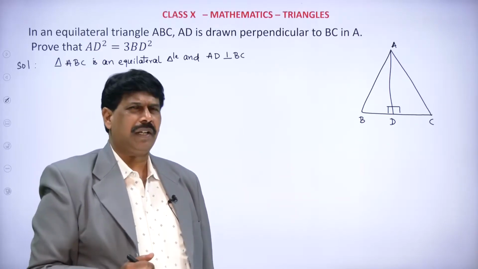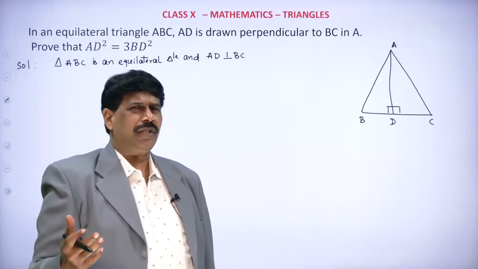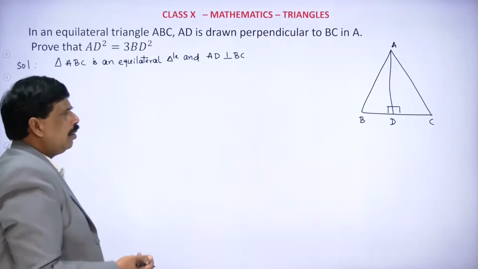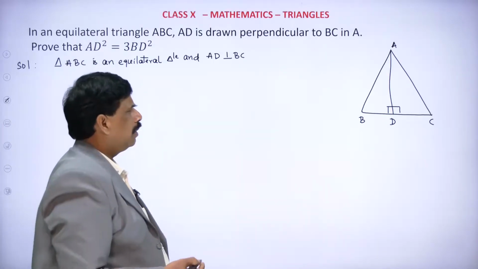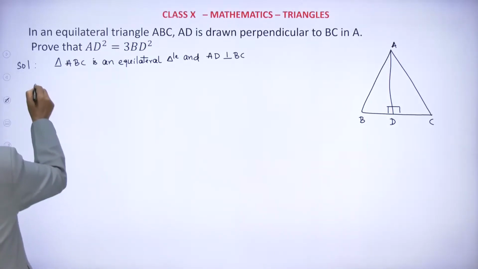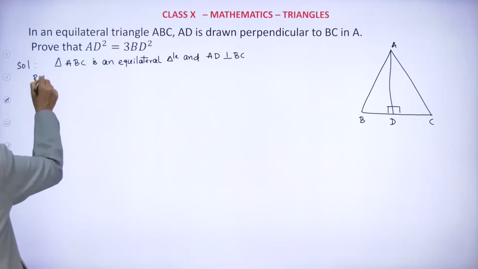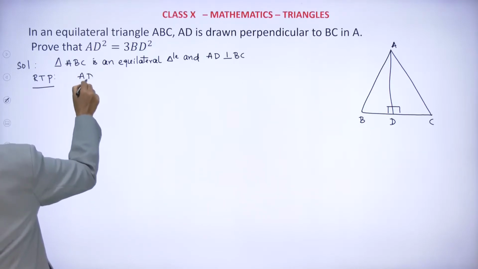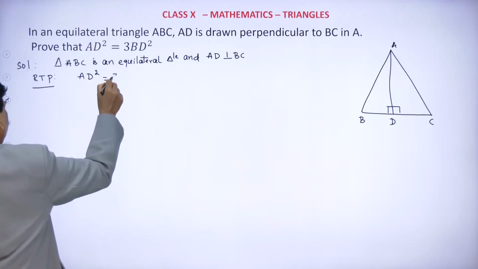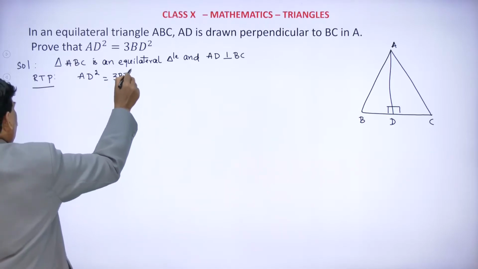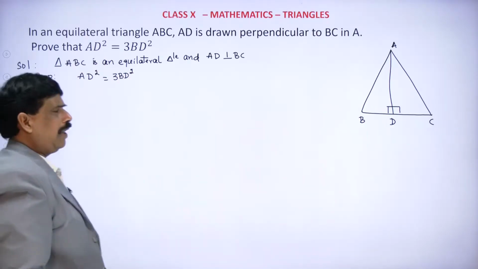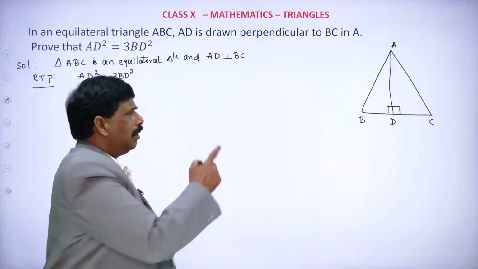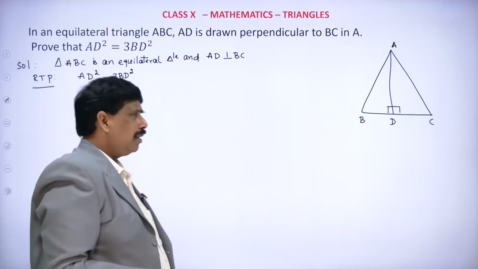You know that in an equilateral triangle, the altitude bisects the base. Of course, you can prove it. How? You take both the triangles. First you write down what your RTP is here. Your RTP is that AD square is equal to 3BD square. You have to prove that. Clear?